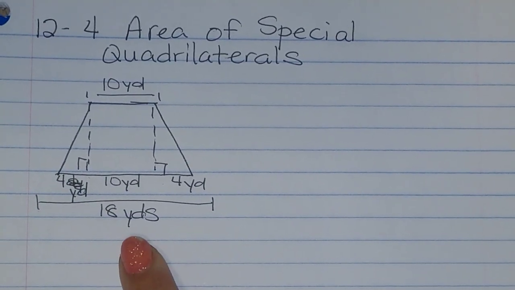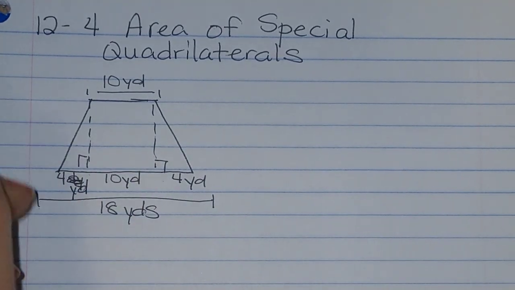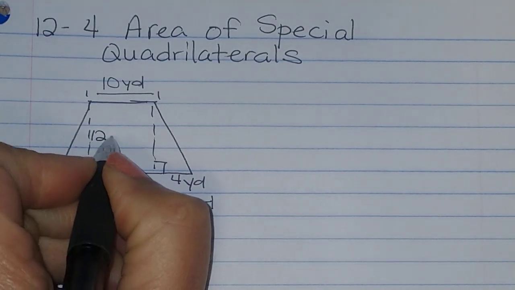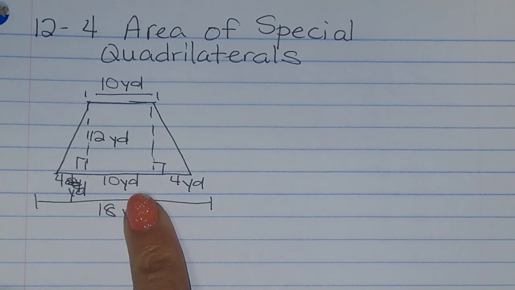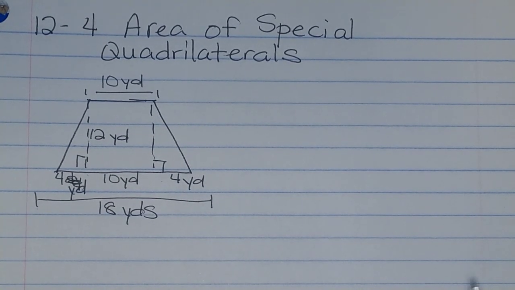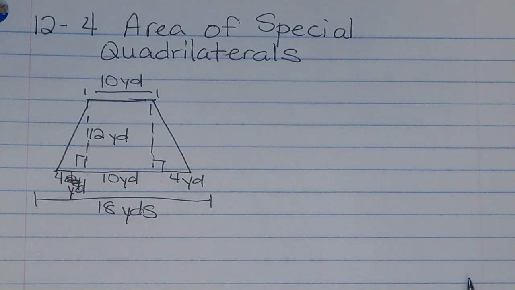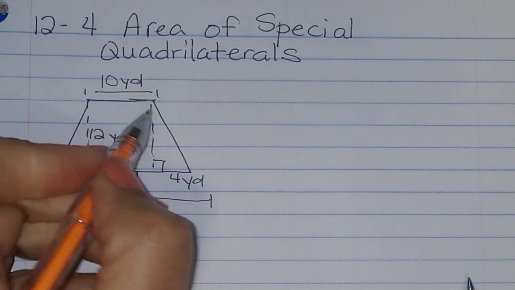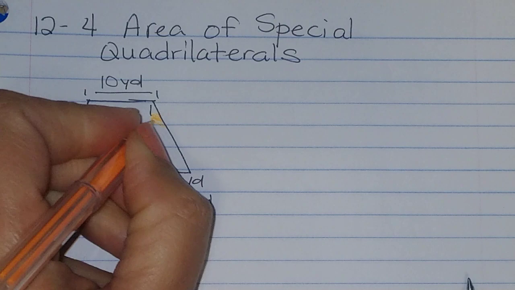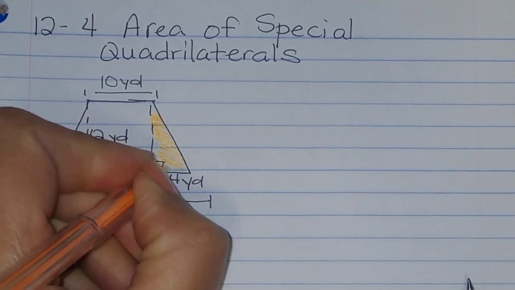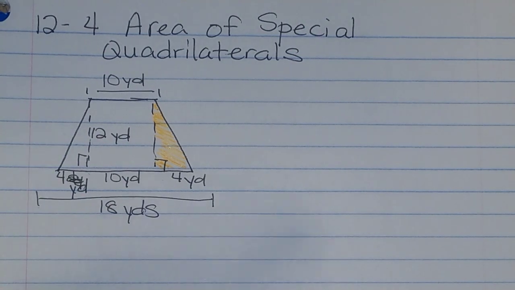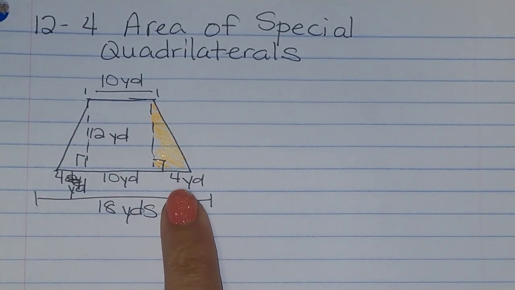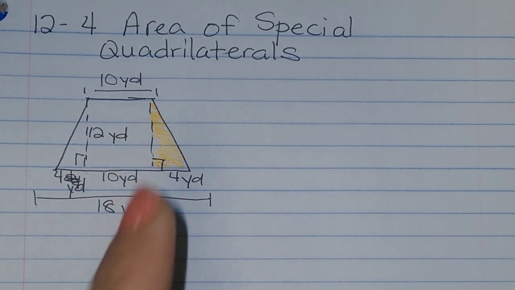Now that's a lot of information for one problem. Oh, one more: 12 yards for my height. That's a lot of information, and it can look confusing. So let's break it apart with color. Rather than focusing on everything, let's just focus on this triangle right here. What do I know about this triangle? I know it has a base of 4 yards and a height of 12 yards.